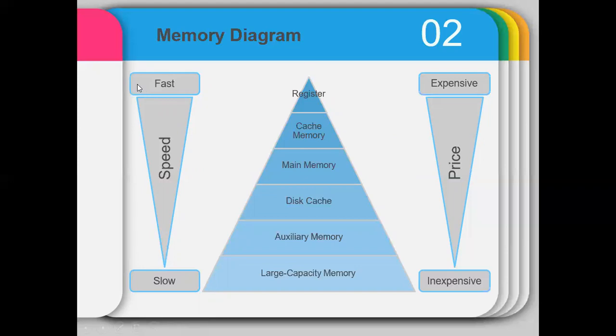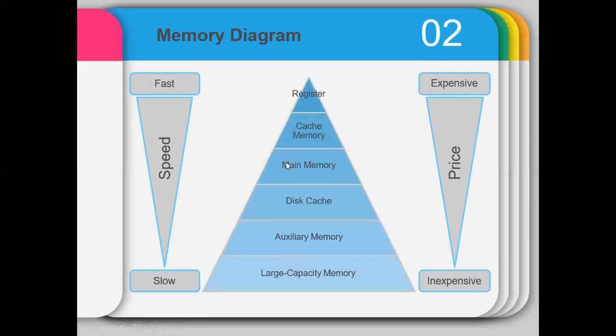So, fast and slow. This register functions faster, but if you go down, it functions slower in speed, but it is inexpensive. If you buy a tape drive or CD, you can buy it for 10 or 15 rupees. If you slowly go to this memory, you can buy it for 4 or 5,000. If you go to the CPU, it will cost around 13 to 14,000.